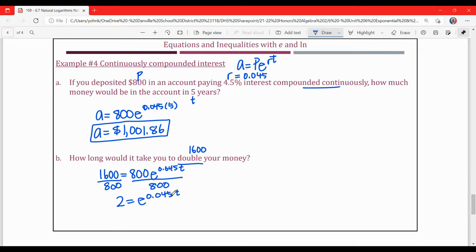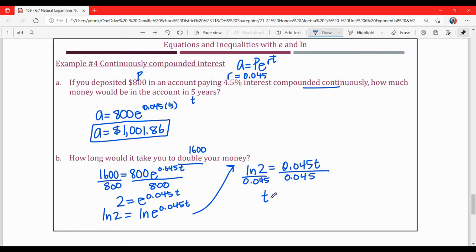I got to get to the exponent, so I need to get rid of the base. To do that, I can take the natural log of both sides. Now the left side doesn't get very exciting, it's just ln2, but the right side, the ln and the e cancel out, and you're left with 0.045t. Then I can solve for t by dividing by the coefficient 0.045. If I do this, I get t equals 15.4 years. There we go.